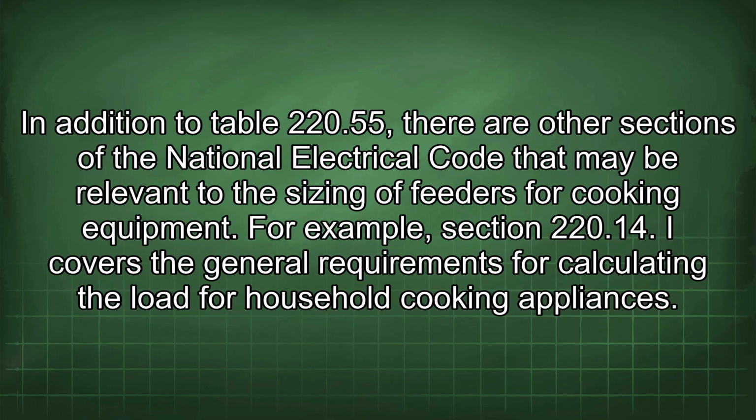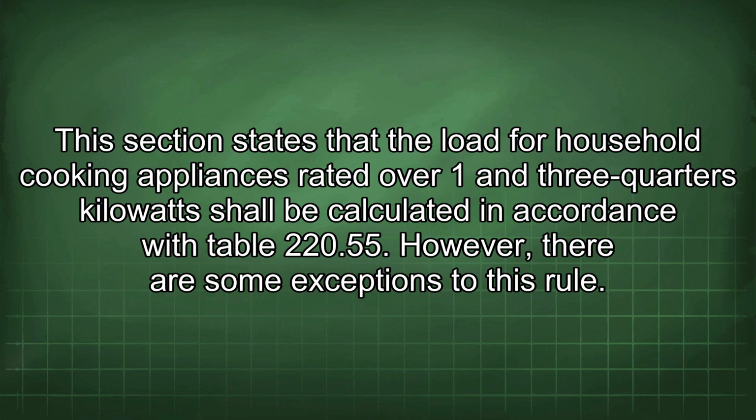In addition to table 220.55, there are other sections of the National Electrical Code that may be relevant to the sizing of feeders for cooking equipment. For example, section 220.14 covers the general requirements for calculating the load for household cooking appliances. This section states that the load for household cooking appliances rated over 1 3/4 kilowatt shall be calculated in accordance with table 220.55. However, there are some exceptions to this rule.